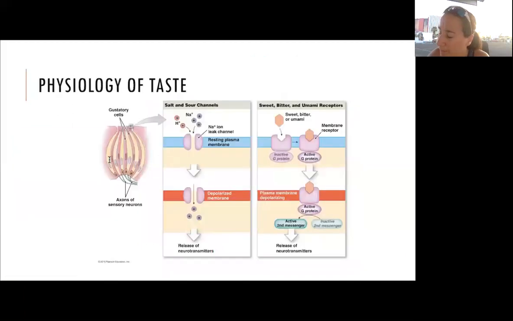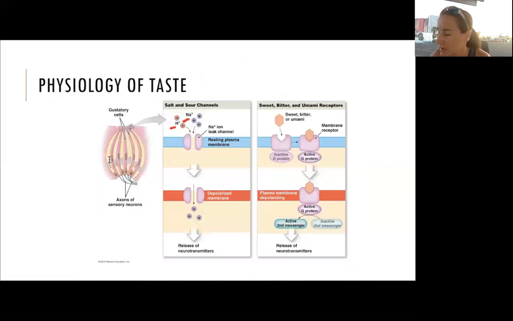So our sweet and salty, our sweet and sour ones, salt is sodium chloride. So they're going to look for sodium and hydrogens, and these are going to be chemically gated proteins, and they're going to open up. Am I going to need you to know the steps of every single process on every single sense? No. Just in general, know that they are going to be chemically gated.